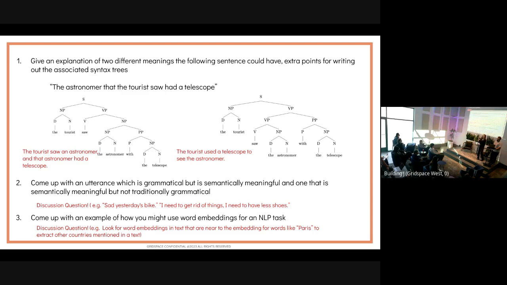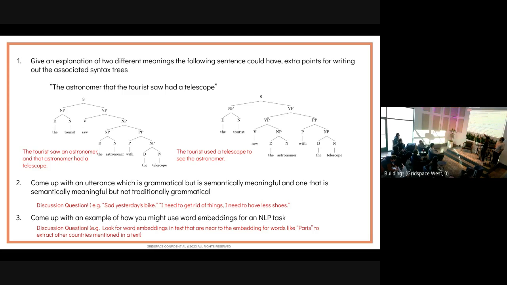Okay, these are the questions from last time that were on the board for 10 seconds. The first question was about the potential ambiguities of language. You have the sentence, the astronomer that the tourist saw had a telescope, but there's more than one way to interpret this. The answers are now on the board, so it's not particularly interactive.